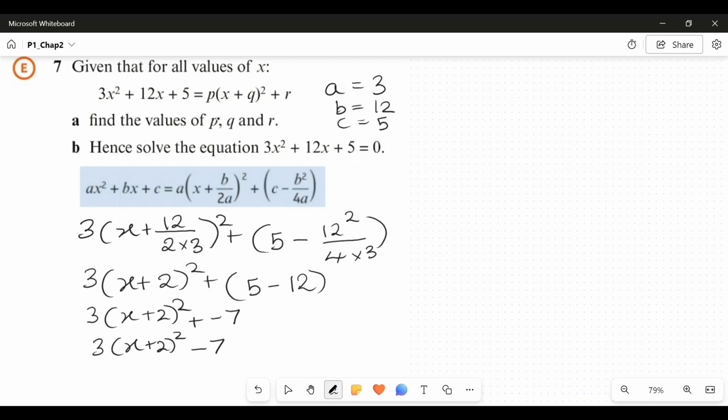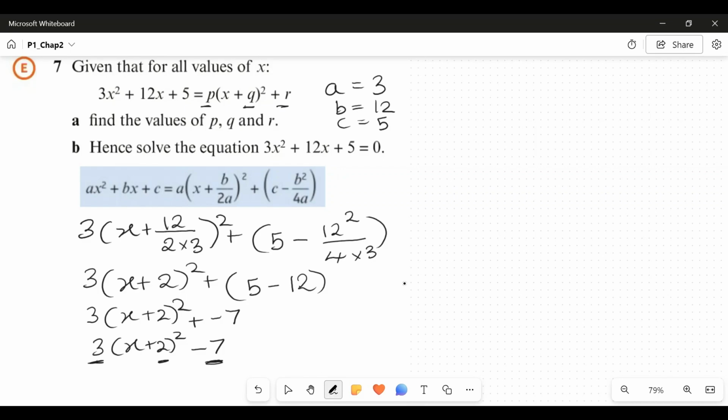So we know now the value of p here is 3, because that's what we got outside the bracket. Inside the bracket, x plus q, the value of q is 2. And the value of r is minus 7, or negative 7.